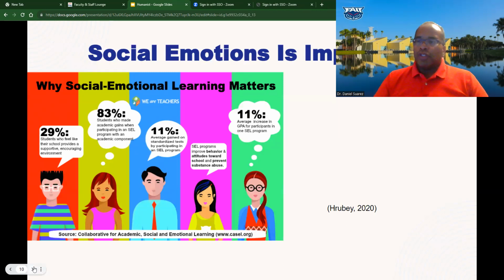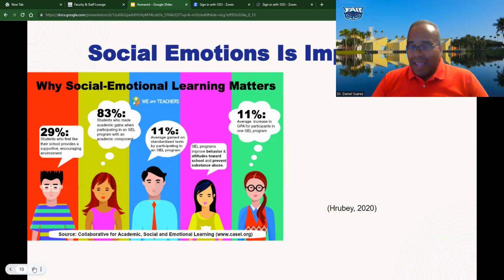For example, 29% more students feel that their school provides a supportive, encouraging environment. 83% of students made academic gains when participating in SEL programs with academic components. There was an 11% average gain on standardized test scores, which is important for those heading into K-12 teaching, and they need to know that this is eventually part of how they're graded as teachers. So we want to make sure the students' test scores are high. How can this be done? By going to the emotions of the students.